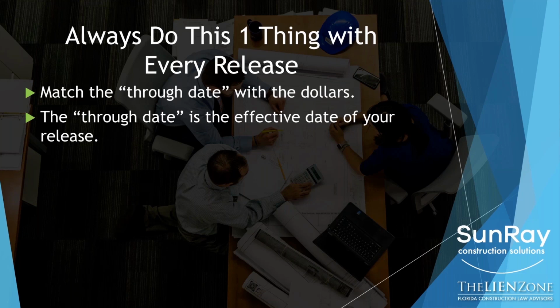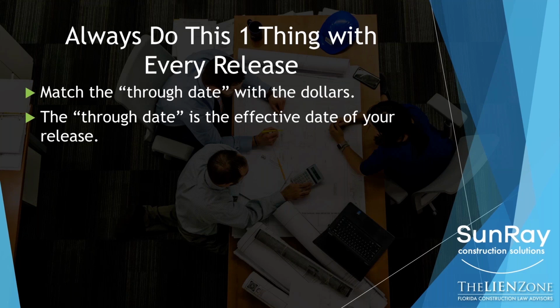So if you look at a release that you're being asked to sign and you're expecting a $50,000 check to get you to the end of the month, and they are only giving you a $40,000 check, you have two options. Option one is to change the date of the release. So, well, if 50 got me to the end of the month, and I look at my invoices and my billings, 40,000 gets me to the 22nd of the month. So you need to change the through date to the 22nd of the month.